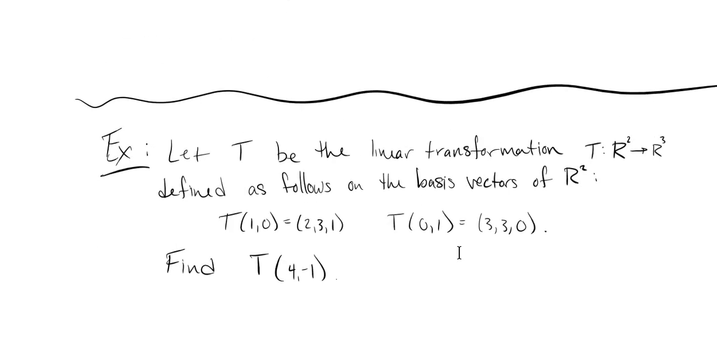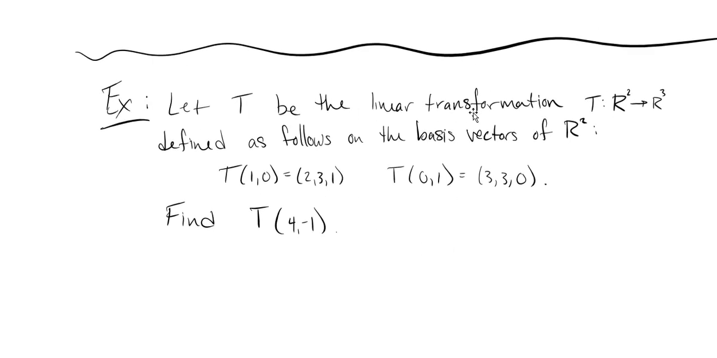Okay, so let's see an example. Let T be the linear transformation taking elements of R2 to elements of R3, defined as follows on the basis vectors of R2. We're going to say T of (1, 0) is (2, 3, 1), and T of (0, 1) is (3, 3, 0). Find T of (4, -1).